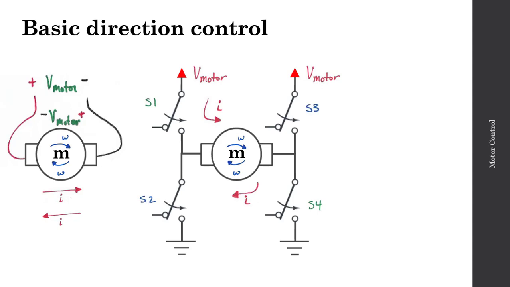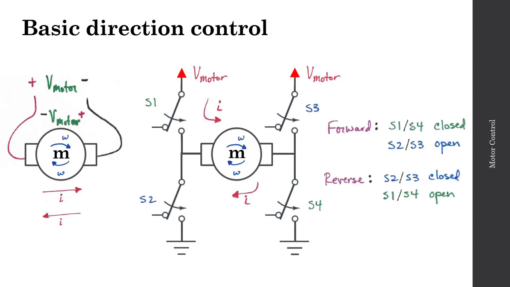So based on the state of the switches, open or closed, we can control the direction in which the motor is rotating. If S1 and S4 are closed while S2 and S3 are open, we'll rotate in the forward direction. And if S2 and S3 are closed while S1 and S4 are open, we'll reverse the direction and rotate in the opposite direction. So this configuration allows us to control the direction in which the motor is spinning. Based on the shape, we typically refer to this as an H-bridge circuit.